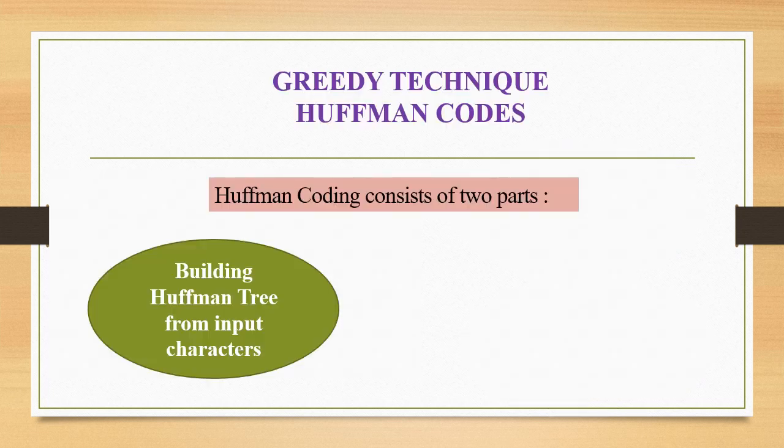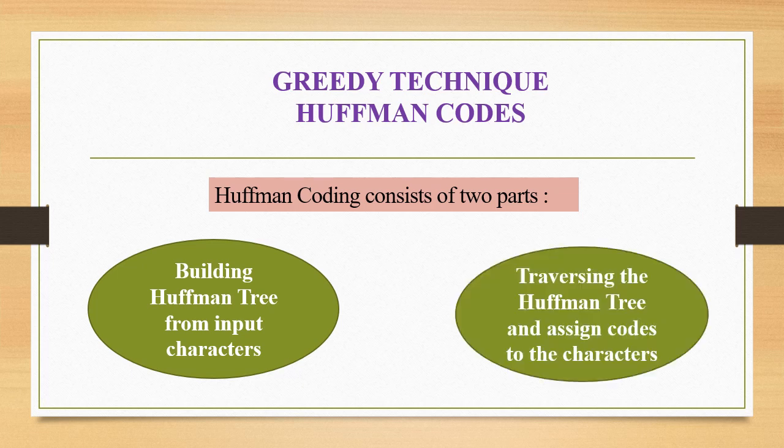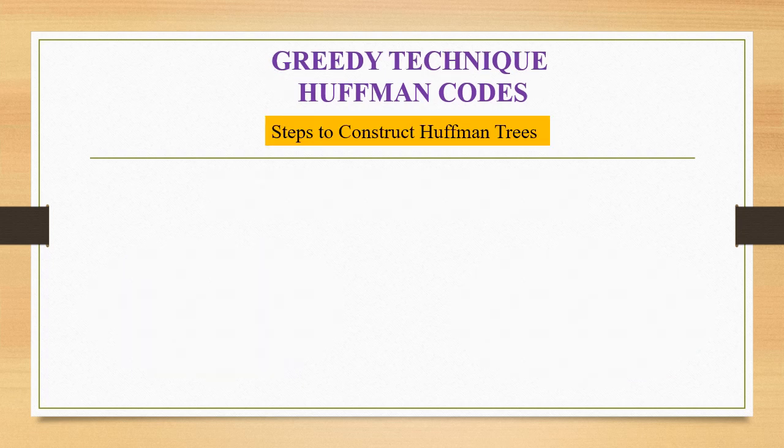Huffman encoding consists of two parts. First, I have to build a Huffman tree from the given input characters based on the frequency of occurrence. Then, after constructing the Huffman coding tree, I have to traverse it and assign the codes for each and every character. These are the two main parts we are going to perform while assigning the codes for the characters.